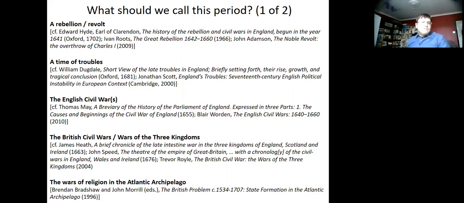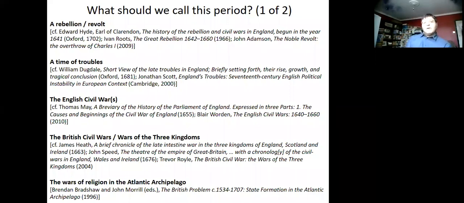Or we can take that further. We've got an echo firstly in Clarendon's title in Ivan Roots' The Great Rebellion. But we can think of John Adamson's The Noble Revolt, the overthrow of Charles I. Here, it's not even a rebellion, it's merely a revolt. And a noble revolt links these events to what happened earlier in English history, to baronial revolts against a monarch. On this reading, what we see in the period is really a fight amongst the elites, amongst the aristocracy. The popular element is relegated, is sidelined, and the people merely become pawns in a larger power struggle.